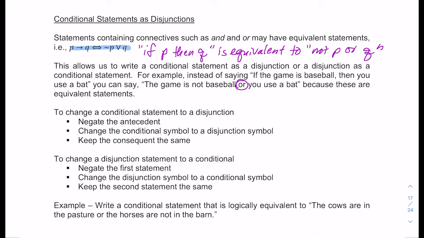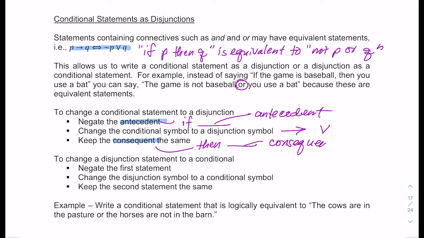These are equivalent statements. So to change a conditional statement to a disjunction, you're going to negate the antecedent, which is the part that comes after the word if. So it'll say if something, this right here is the antecedent. Then you change the arrow to a disjunction, which is an or. And then you're going to keep the consequent the same. Recall that the consequent is the part that follows the word then. So it'll say then whatever. That's the consequent. And the next part is basically the same, except we are going from a disjunction, an or, to an if-then statement, to a conditional.